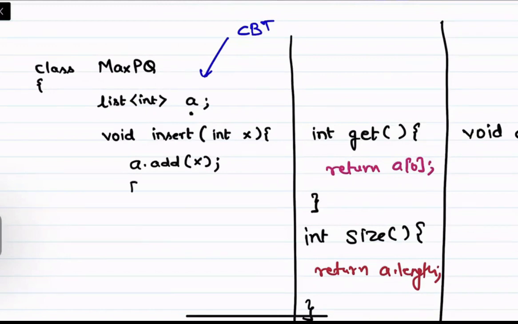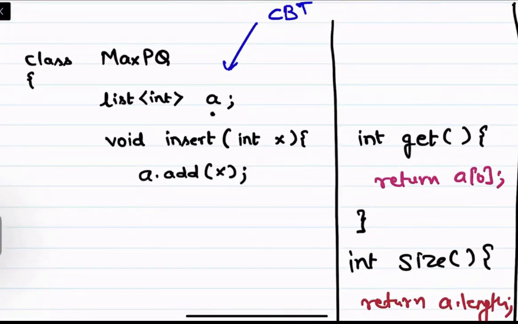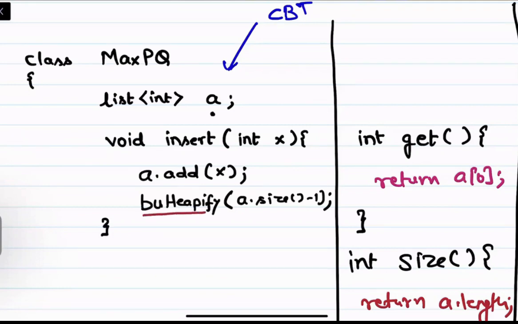Now I can write the complete code here, but I'll prefer writing that as a separate function. And our goal is to take it up, so I can call it bottom up heapify. Whatever notation we are talking about, it is actually a heap. And I want to heapify the index a.size minus 1. This index needs to be readjusted and properly fixed. Sometimes people call this heapify up. We have called it bottom up.